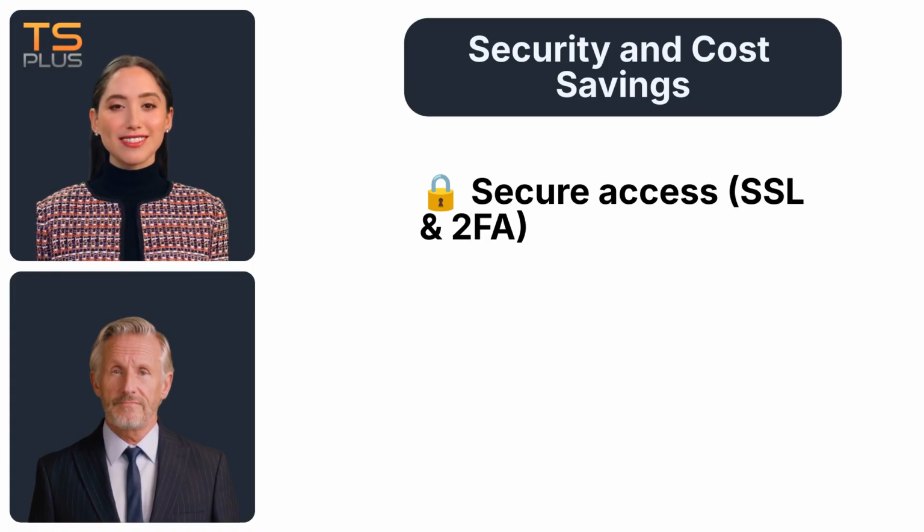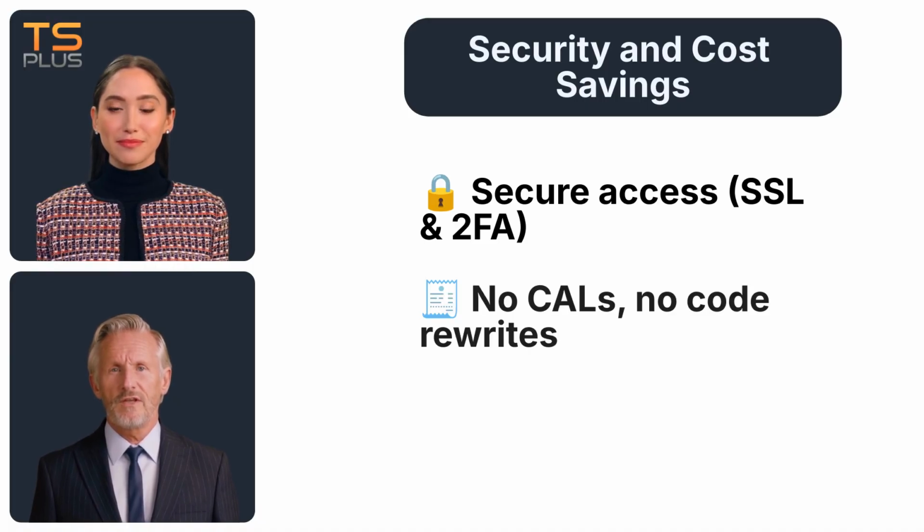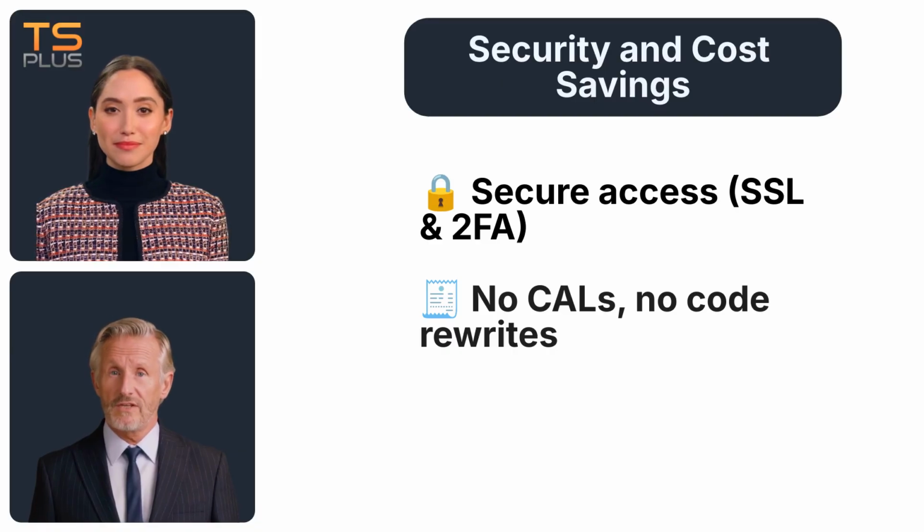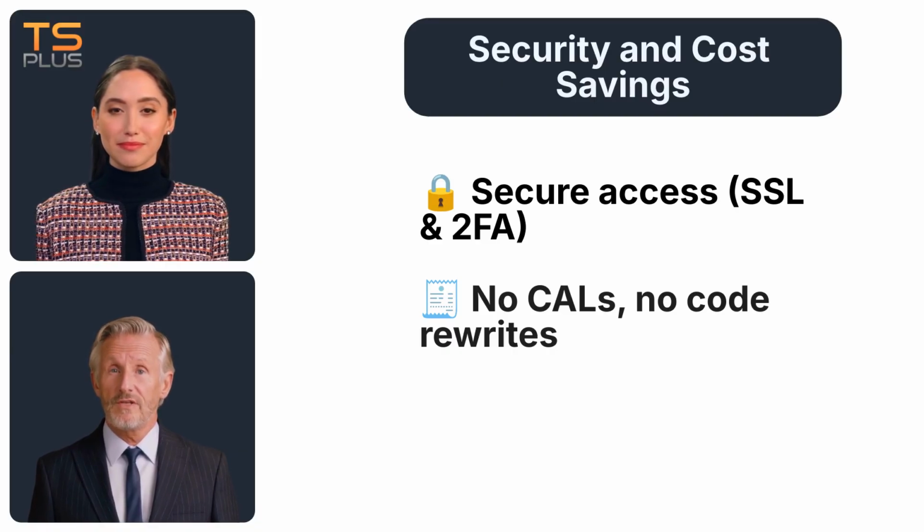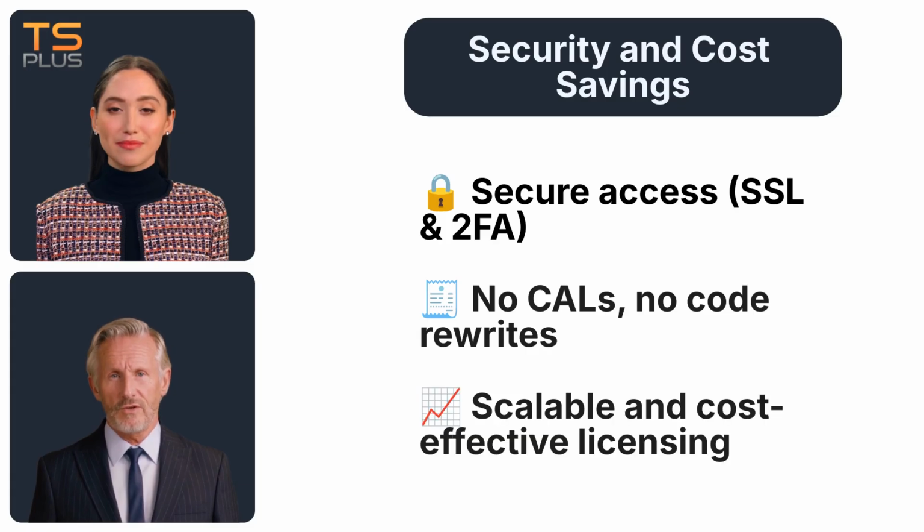Sounds strong. Now, what about licensing and implementation? Remote access truly stands out here. There are no Microsoft CALs to manage and no need to rewrite your application code. You can deploy quickly, without the heavy setup or overhead of traditional solutions. And the overall cost? You get a lower total cost of ownership thanks to our concurrent licensing model. And for even more flexibility, you can now rent licenses monthly, ideal for scaling, testing, or short-term deployments. Secure, streamlined, and built to grow with you. Thanks, Frank.